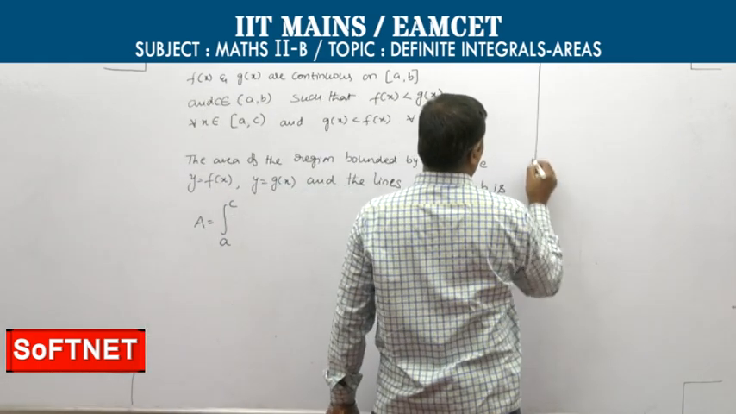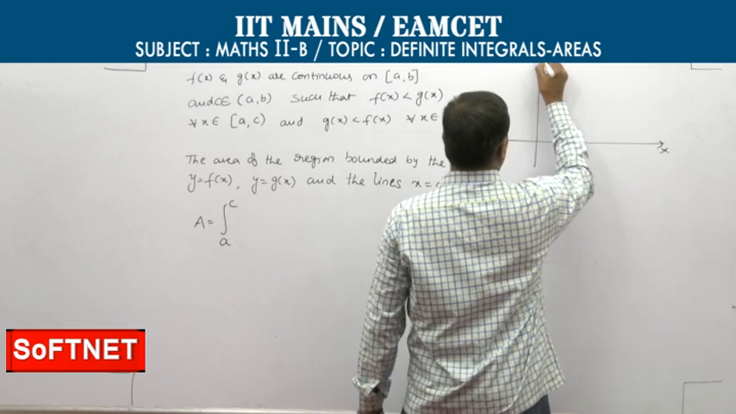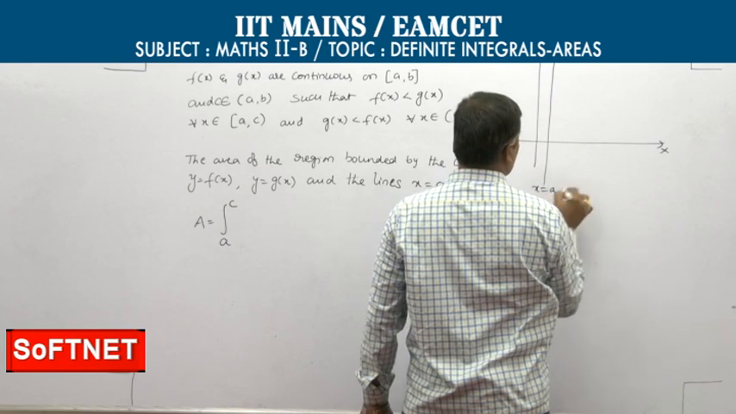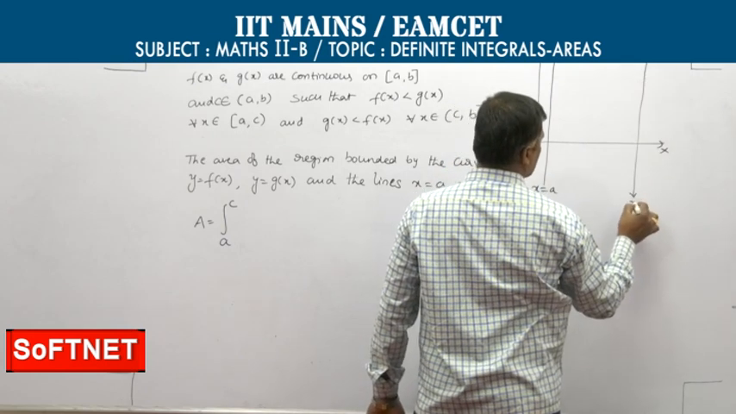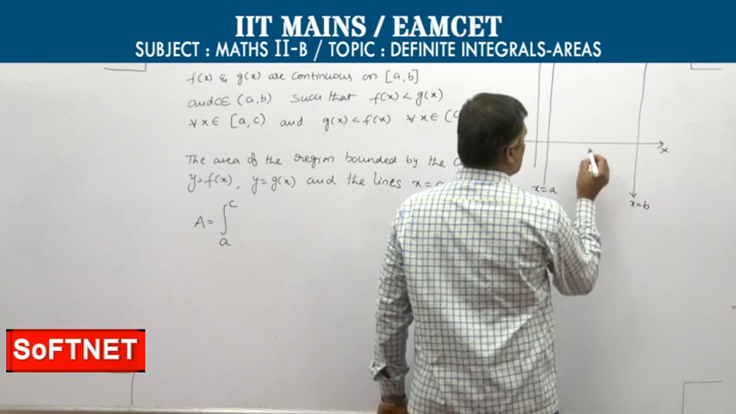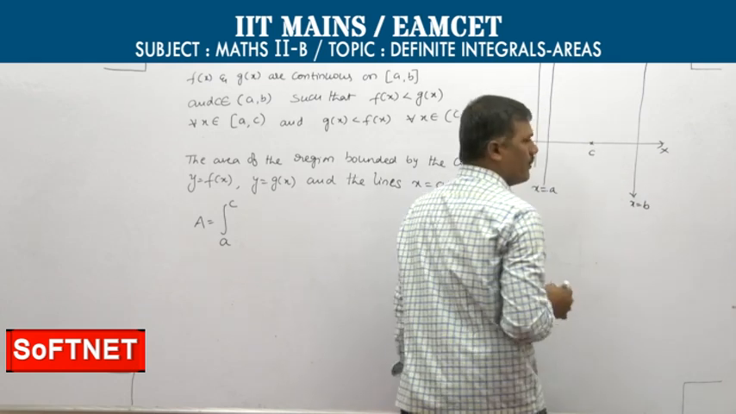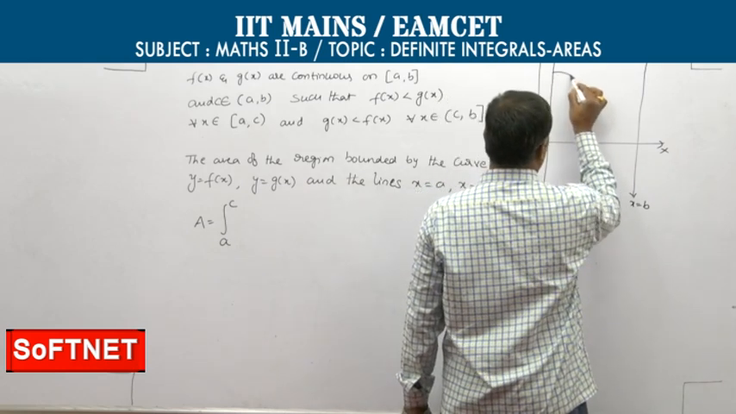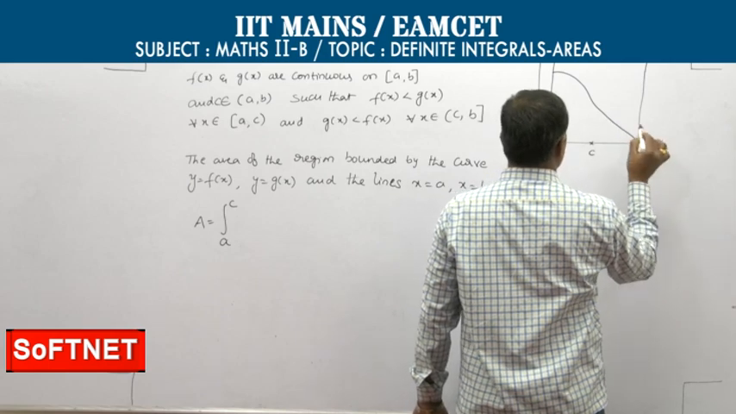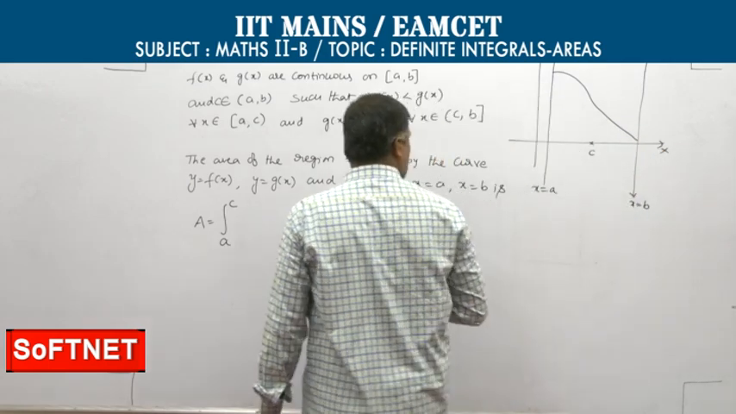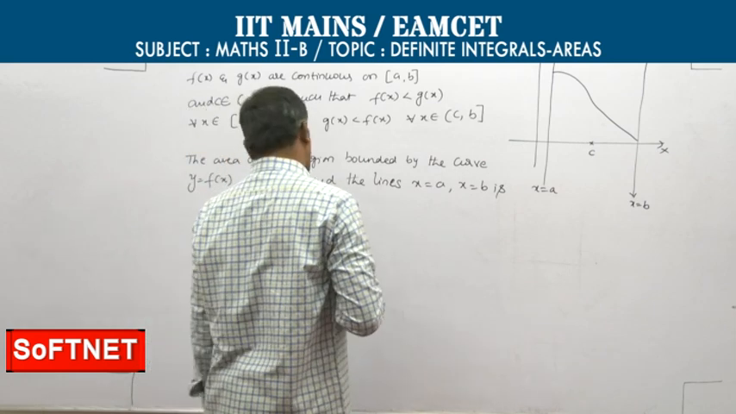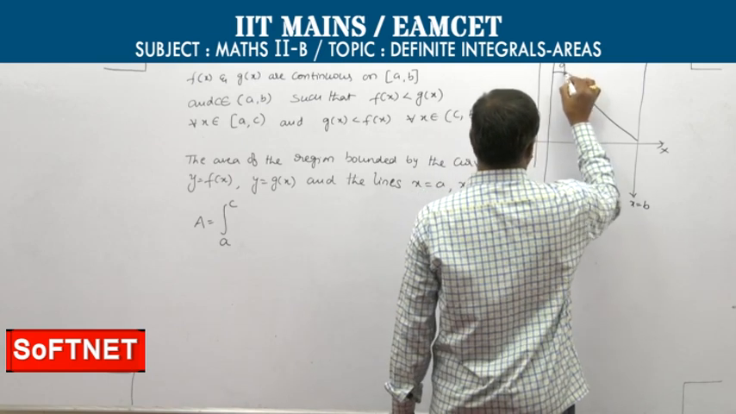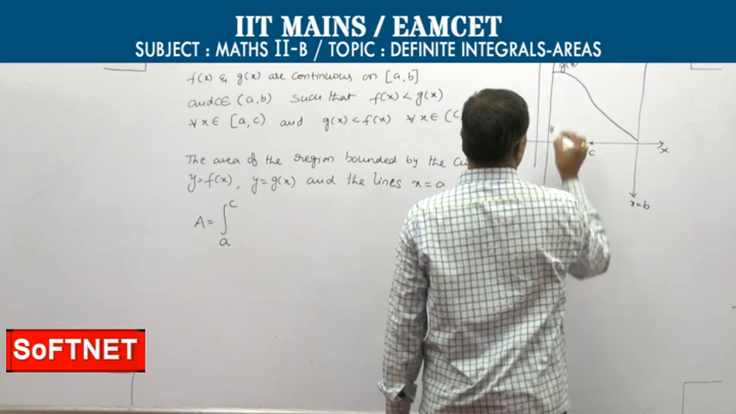See, x-axis, y-axis, this is x is equal to a and x is equal to b, and here c belongs to open interval a, b. Now, the first curve: f of x is less than g of x means this is g of x, y is equal to g of x.